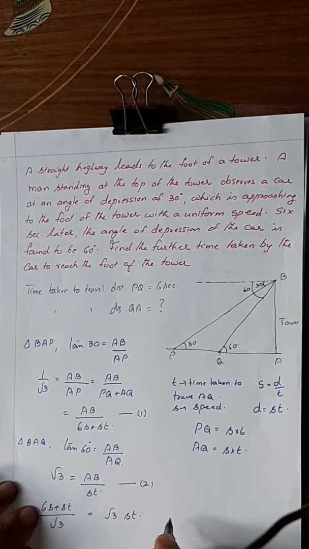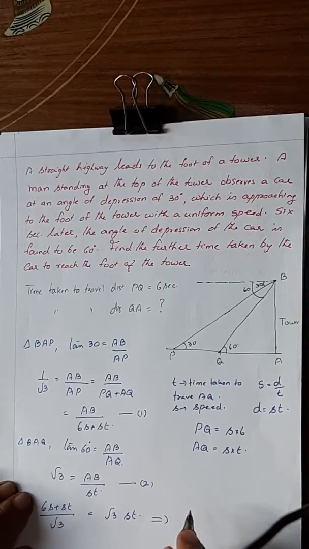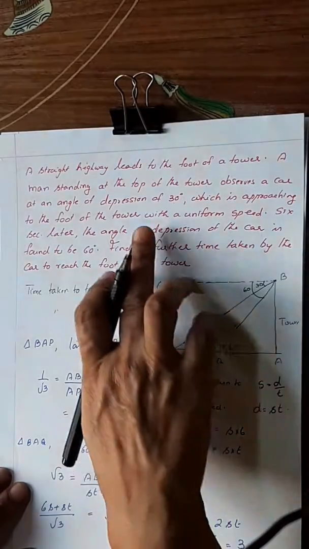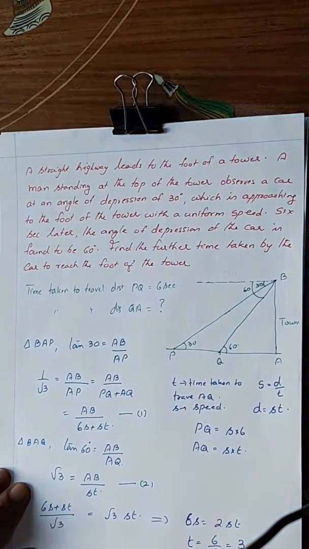So this ST will come here. So we will get 3 minus 2 is 1. So 6S is equal to 2 ST. S and S will get cancelled. Therefore time is equal to 6 by 2 equal to 3. So this is in seconds.